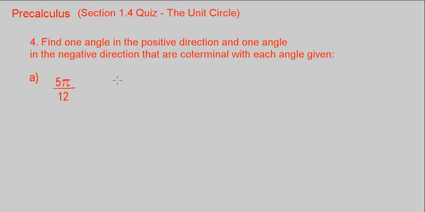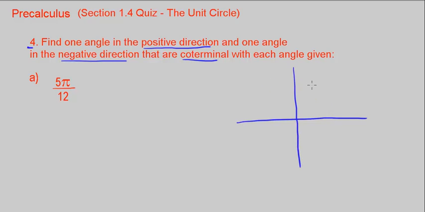So this is the Precalculus section 1.4 quiz, the unit circle, number 4. Here we're asked to find one angle in the positive direction and one angle in the negative direction that are coterminal with each angle given. So, 5 pi over 12. Well, what is 5 pi over 12? Let's go ahead and look at our unit circle.